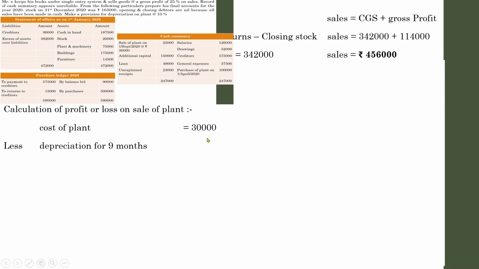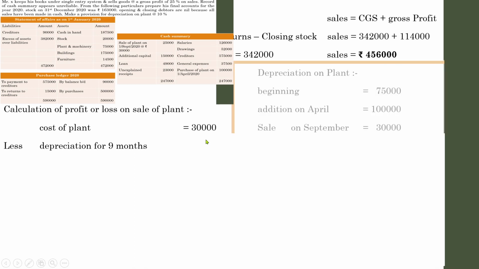So how are we going to find the value of depreciation? That's very easy. Before we go to that, these are the status of the asset. From the beginning itself, we have 75,000, and in April we bought 1 lakh rupees of asset, and on September we sold 30,000 worth of asset. We will come to that. Okay, we were discussing how we are going to find the 9 months depreciation of 30,000.